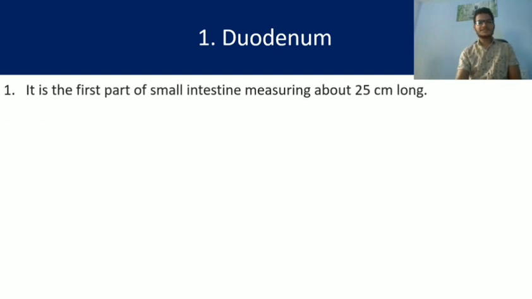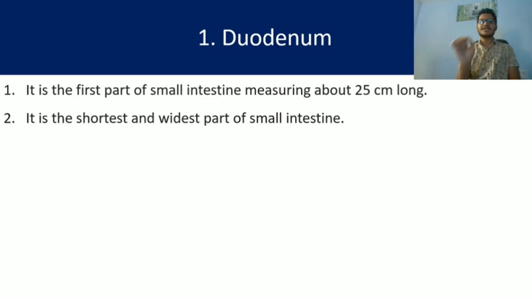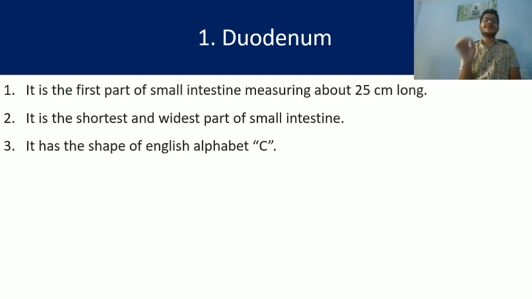It is the first part of the small intestine, measuring about 25 centimeters long. Its length is only 25 centimeters. Out of the 6.7 meters of small intestine, the duodenum, the first part, is only 25 centimeters. So it is the shortest part of the small intestine. Next point, it is the shortest and widest part of the small intestine. It is also wider than the jejunum and ileum. It has the shape of the English alphabet C, as I have told you in the diagram. It looks like C. It starts from the stomach and turns, forming a structure of the English alphabet C.